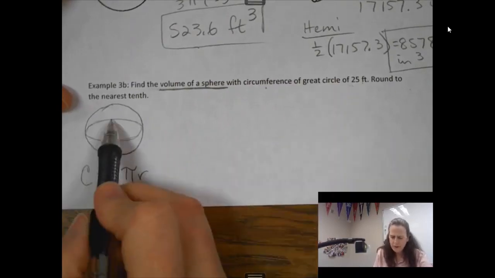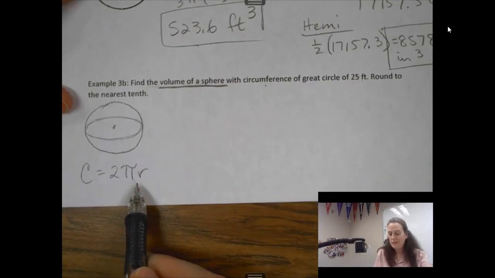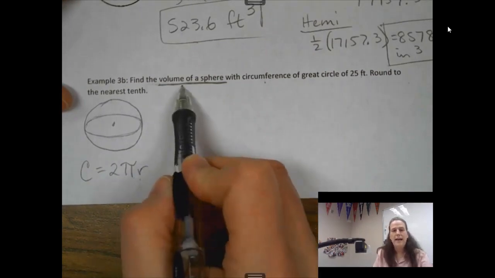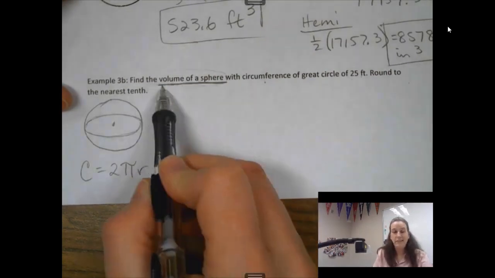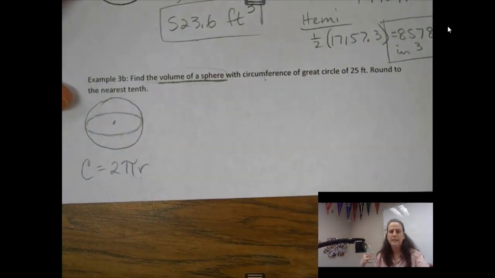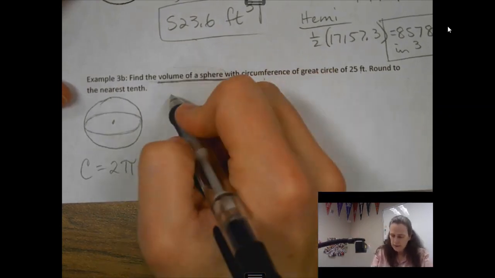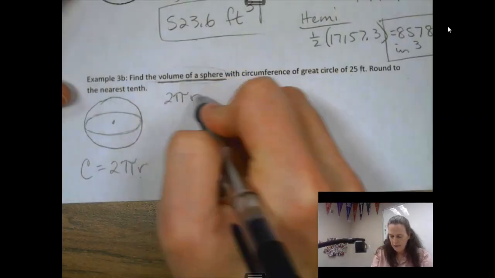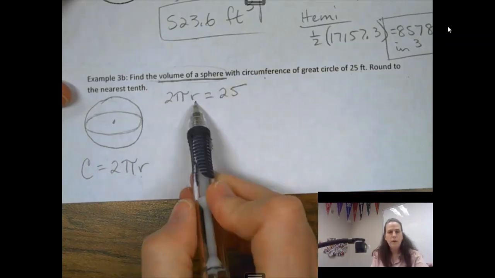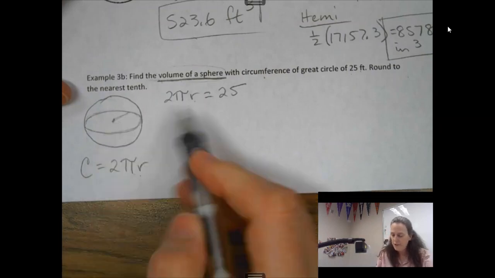So if we know the circumference is 25 feet, and we know that's also 2 pi times the radius, we could find out what the radius is, and then use that to plug into the formula to find the sphere. So we're going to have to take that circumference and work it backwards to find the radius, and then work forwards to get to the volume. So let's do that. Circumference is 2 pi r, and it's also 25. We want to solve for r. What's that radius, that distance from the center to the edge?